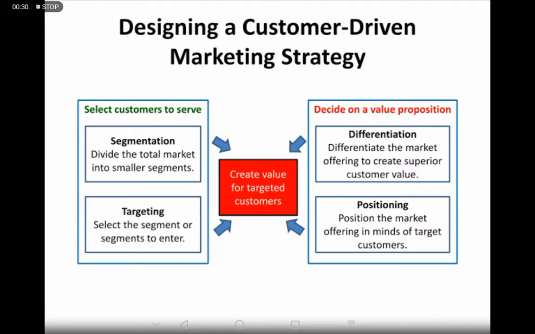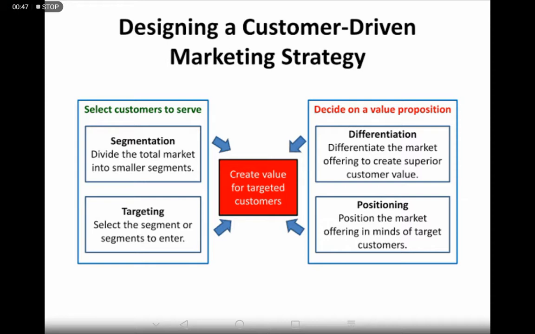And what about customer driven marketing strategy? By the word customer driven, we mean that when a company decides which segment of the market it will target, the sole defining criterion for the company is how it will identify the clients and how it will create value for the clients.